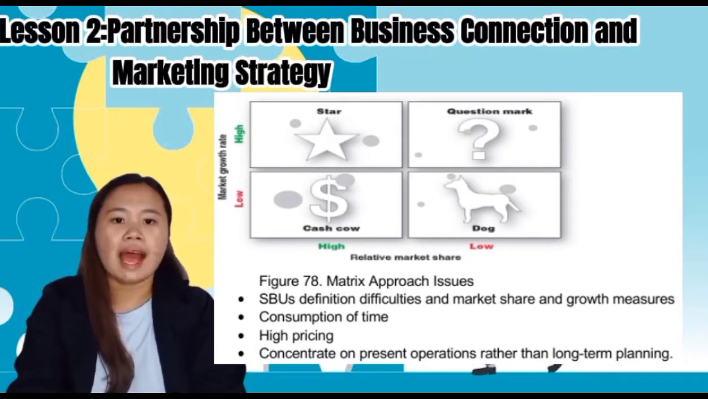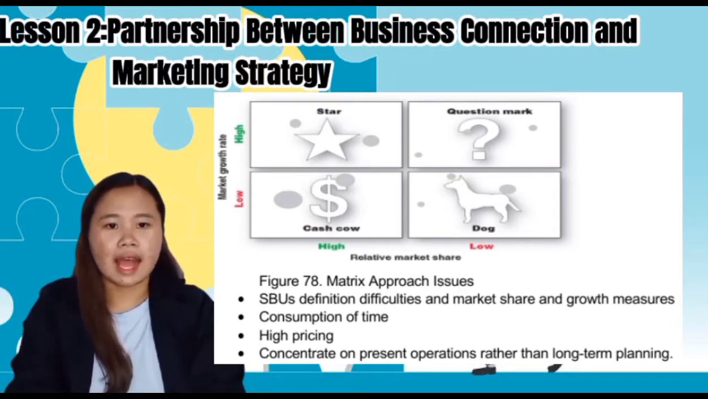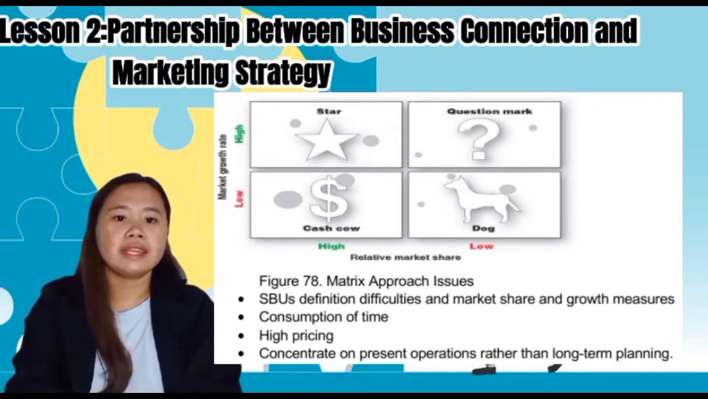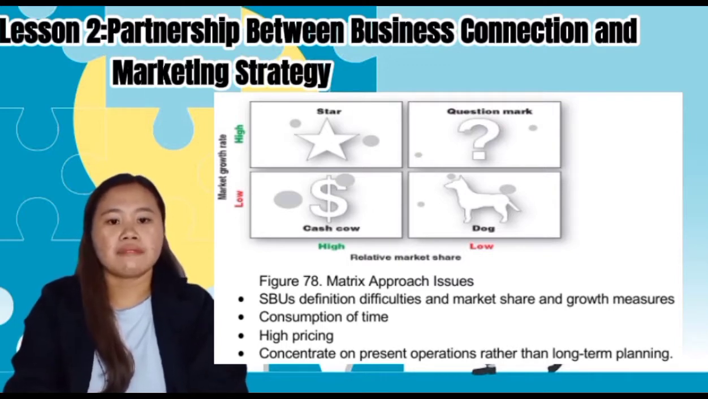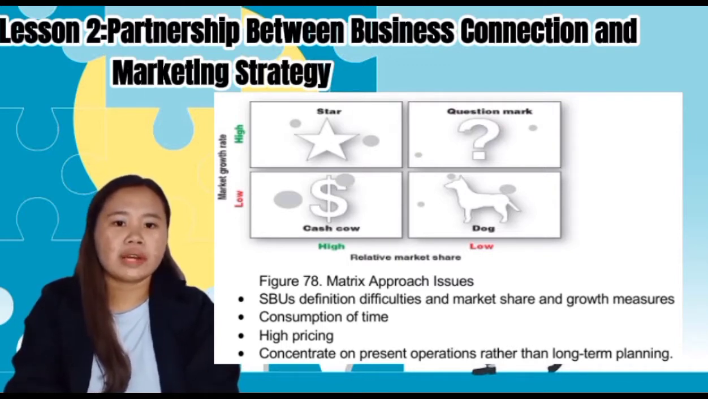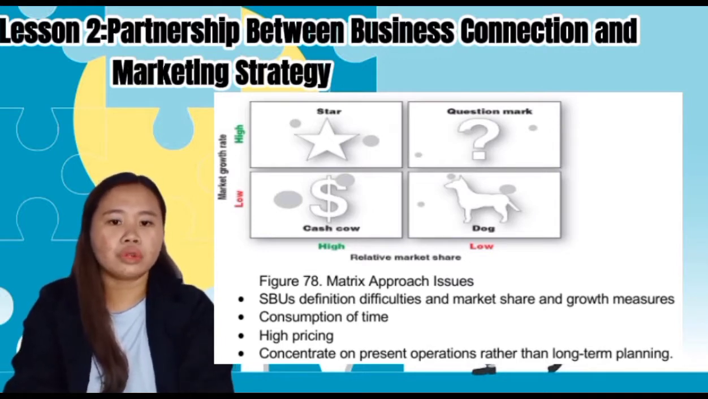Consumption of time, high pricing, concentration on present operation rather than long-term planning. Stars: high growth, and high share businesses. They often need heavy investment to finance their rapid growth. Eventually, their growth will slow down and they will turn into cash cows. Cash cows: low growth, high share businesses.